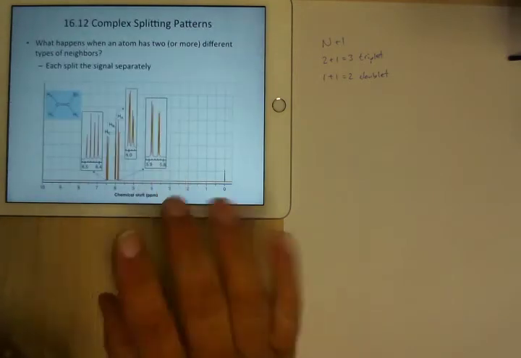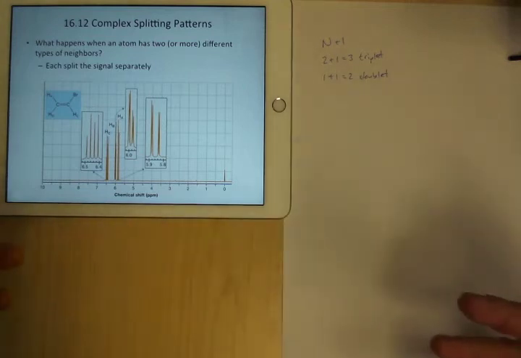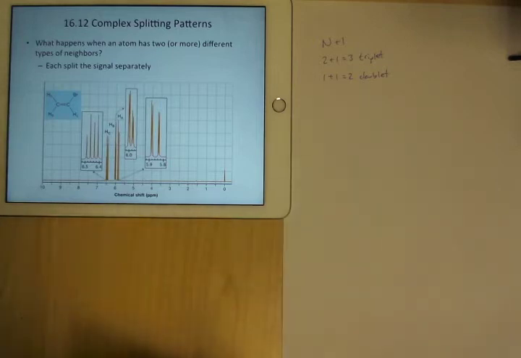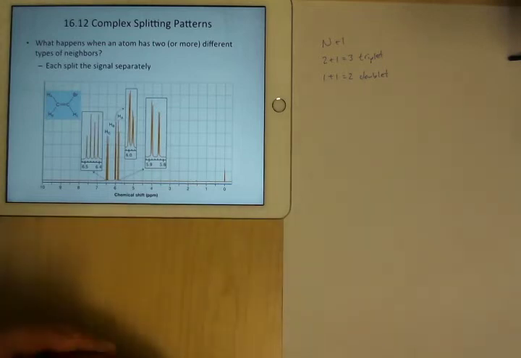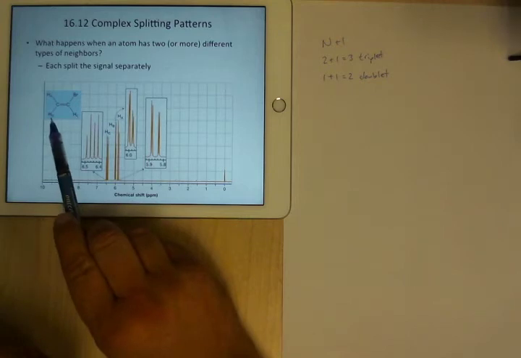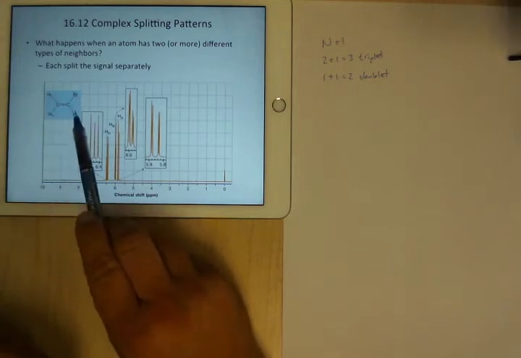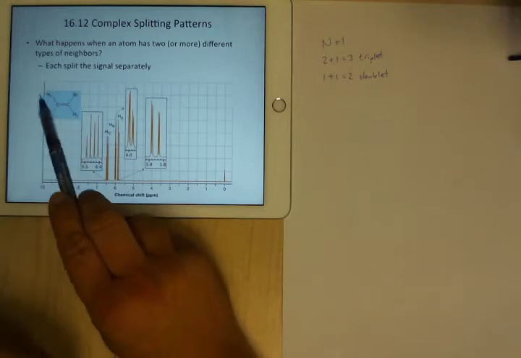Now the problem is, what happens if you have two different things that can split? You have neighbors on one side, and you have neighbors on the other. Well, it turns out you don't pick; they both split. So like B here, or A, it's got a neighbor here and a neighbor here. They're both chemically distinct, so they're both going to split.